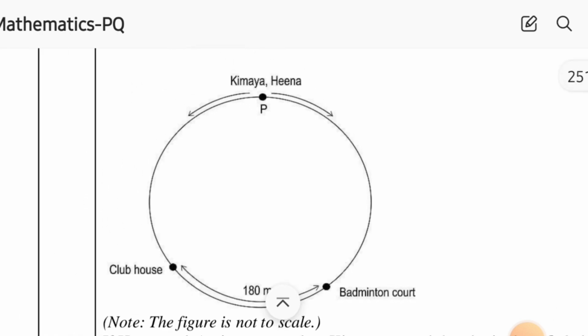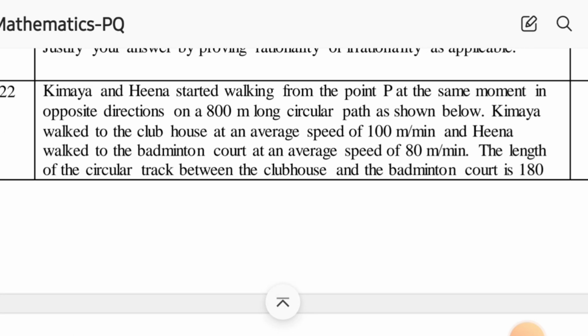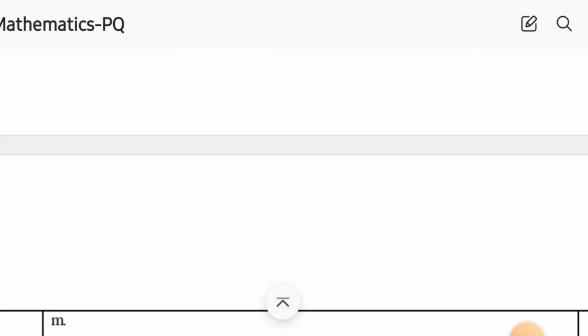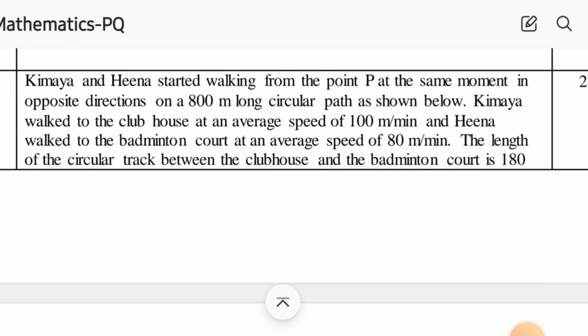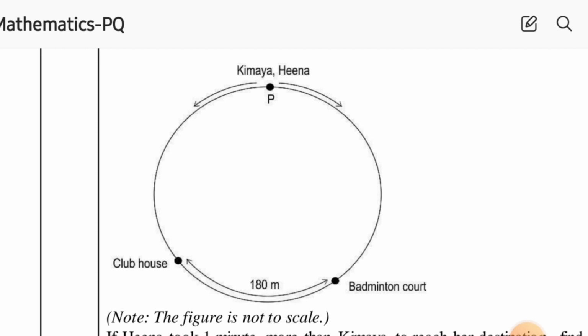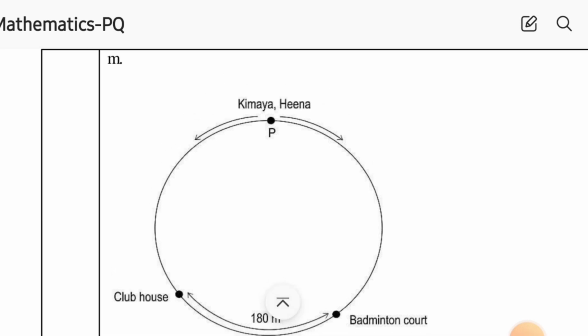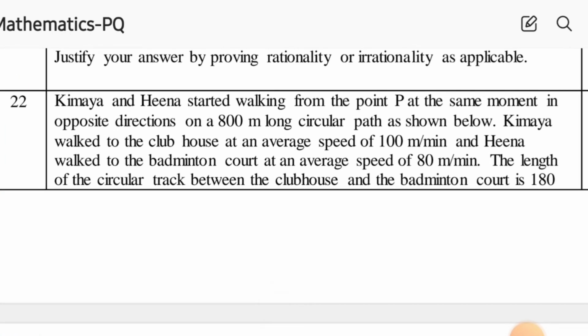As you can see, there's a point P given where Kimaya and Heena start walking but in opposite directions, on an 800-meter long circular path. That means the circumference of the circle is 800 meters. Kimaya walked to the clubhouse at an average speed of 100 meters per minute. That is from P to the clubhouse, let's say it is C. So on the arc PC, her speed is 100 meters per minute.